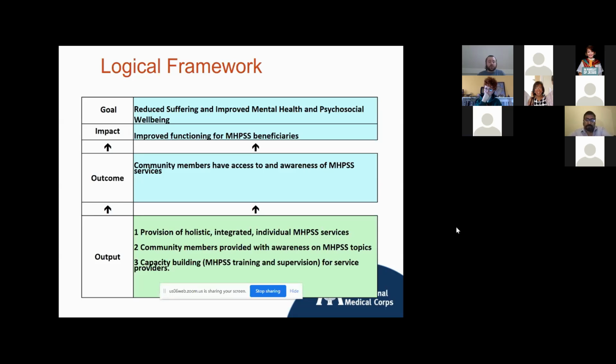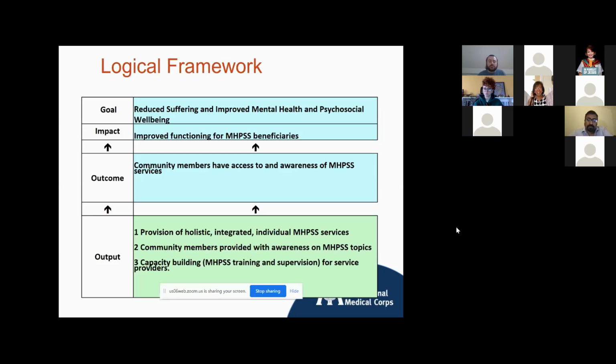And this is so improved functioning. This is used as it is a measurement that can include benefits from multiple different services and isn't directly related to one specific service.